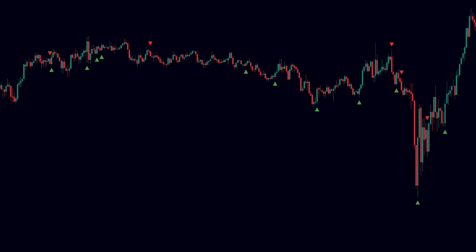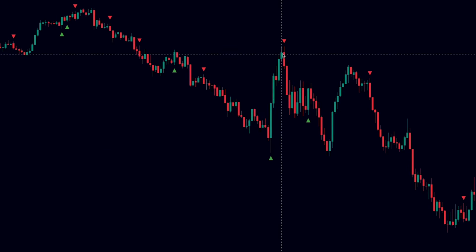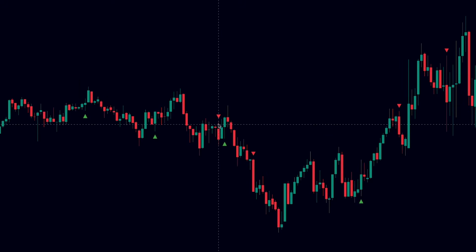As you can see, this indicator will show us visually every time there's a bearish or bullish engulfing candle, and it also has the option to toggle between which ones to display. And just skimming through the chart, you can see that there are some times where it's a perfect signal and plenty of times where nothing really happens. So with this in mind, let's start building the strategy.